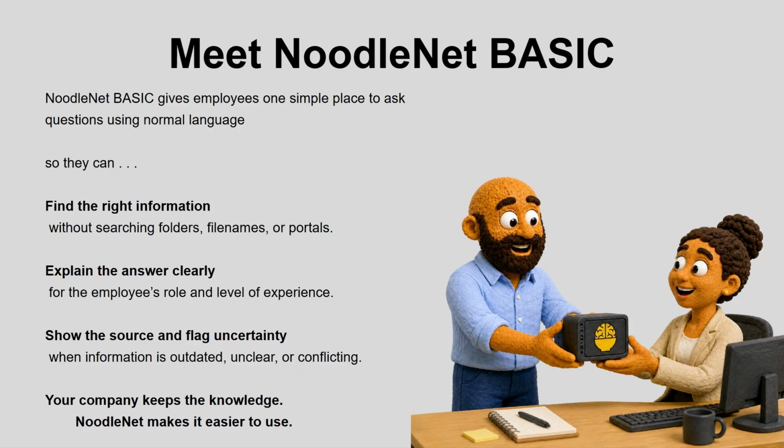It helps them find the right information, but it does more than just pull up a document. It can explain the answer in a way that makes sense for that employee and at their level of experience. It also shows where the answer came from, so employees can verify it for themselves. And when the information is outdated, unclear, or conflicting, NoodleNet can flag that instead of pretending everything is fine. The company still owns the documents and the knowledge. NoodleNet just makes that knowledge much easier for the employees to actually use.